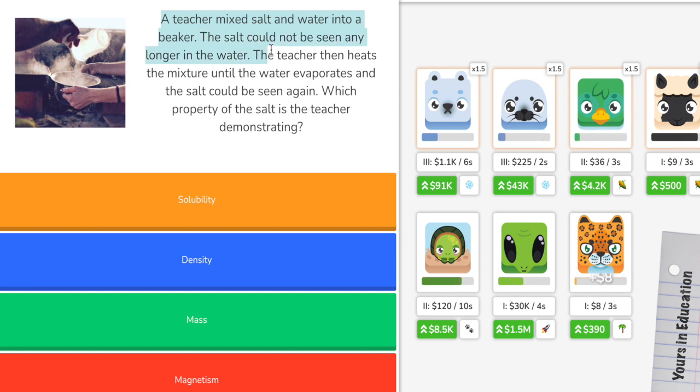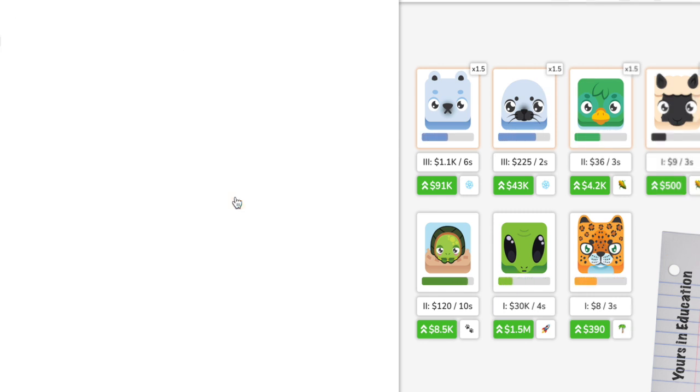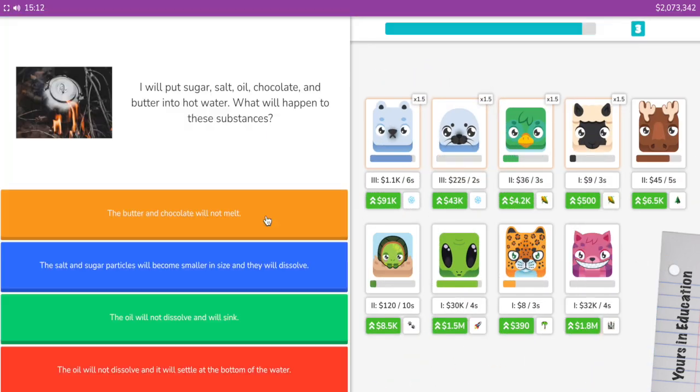A teacher mixed salt and water in a beaker. The salt could not be seen any longer in the water, so it dissolved. The teacher then heats the mixture until the water evaporates and the salt could be seen again. Which property of the salt is the teacher demonstrating? If it could not be seen any longer, that means it dissolved, and then when it evaporated, I could see it again. That means that I separated the solution, and that is solubility. There you go.